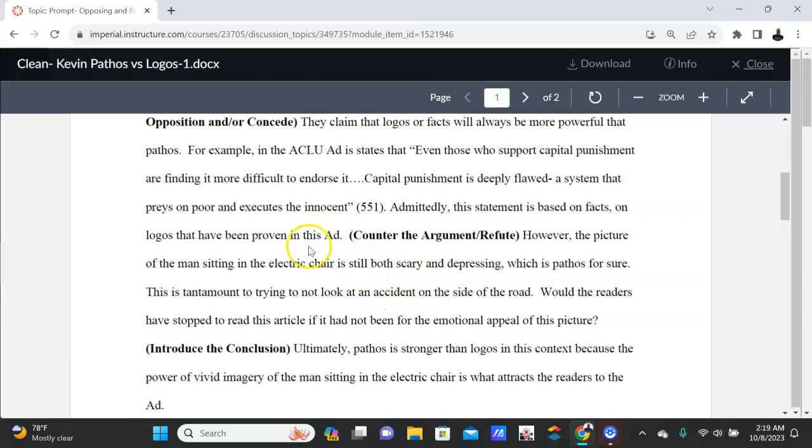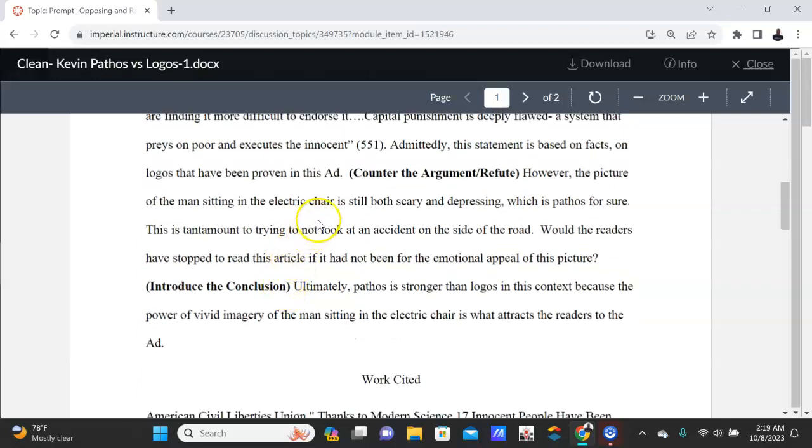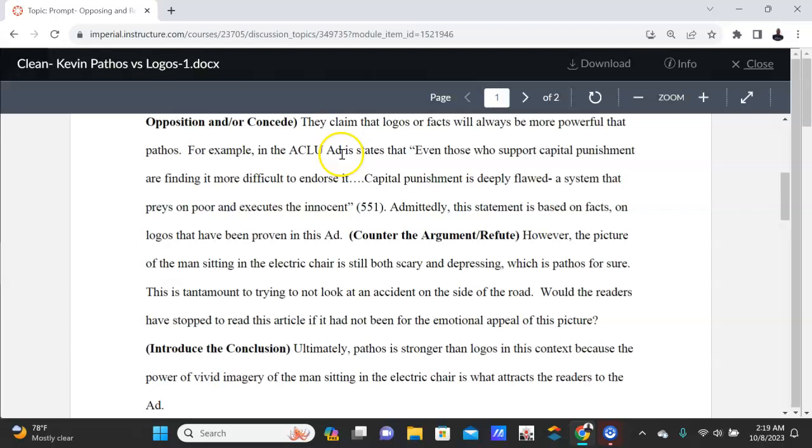And why? Because that electric chair in the middle of the advertisement, honestly, guys, when I read it and that grabbed me, it made me feel uneasy. So that's why I chose pathos. All right. So now here, I refuted. I spun it back to my viewpoint. Pathos is actually in the long run stronger than logos. Even though logos does have some good points, I still think that pathos is the main appeal in this advertisement.